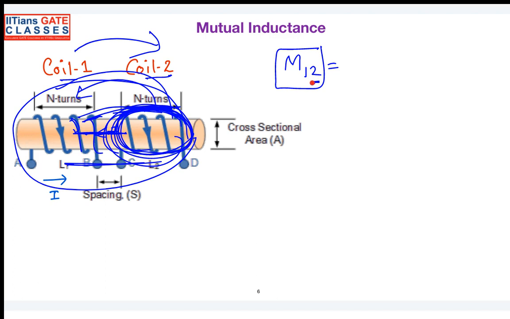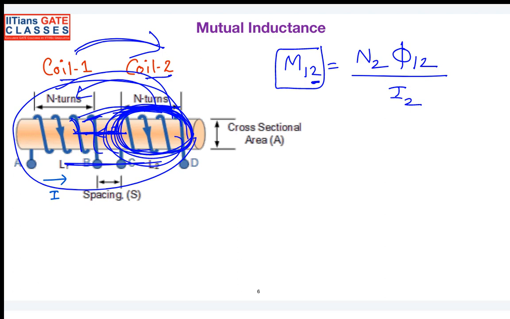In that case, how to define the total flux linkage? Because there is a coupling of the flux from first to second, it is the number of windings in the second coil times the flux linkage from 1 to 2, divided by the current passing through the second coil. Correct? Any question here?